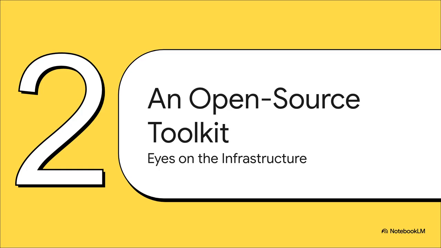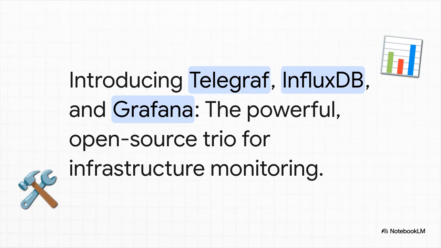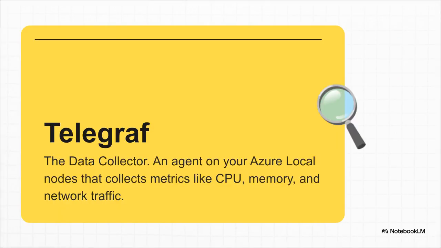So how do we get those eyes and ears on our infrastructure? Well, the great news is you don't need some complex, crazy expensive system. We can build a totally world-class monitoring platform using a powerful trio of open-source tools. And that trio is the TIG stack: Telegraf, InfluxDB, and Grafana. These three work together perfectly to collect, store, and then visualize all your performance data. Just think of it like this: the collector, the database, and the dashboard. Simple as that.